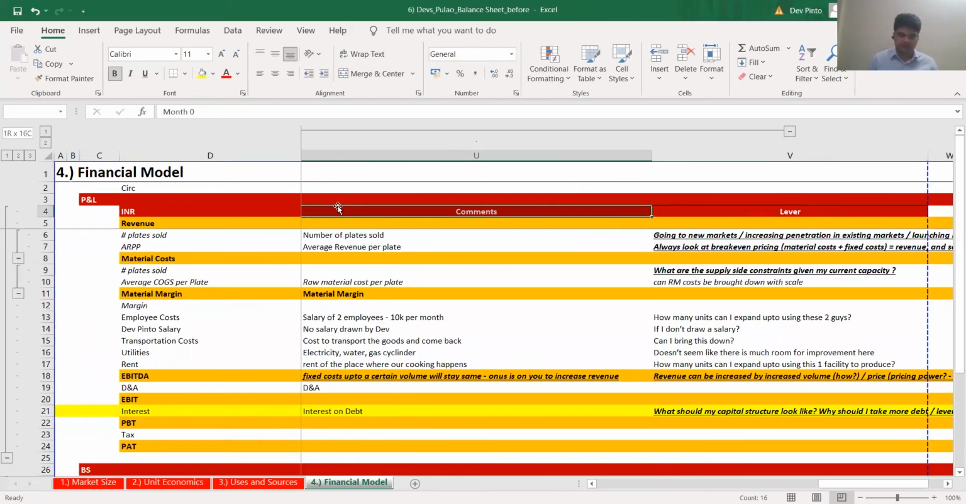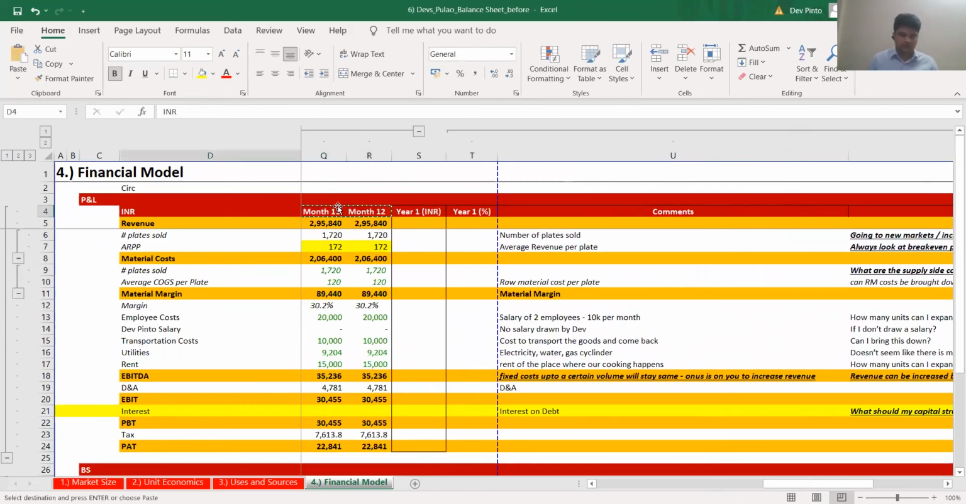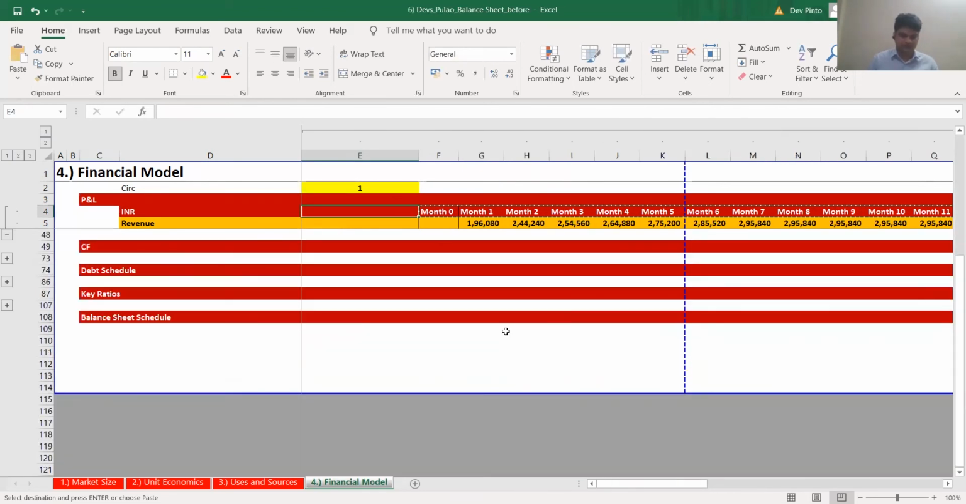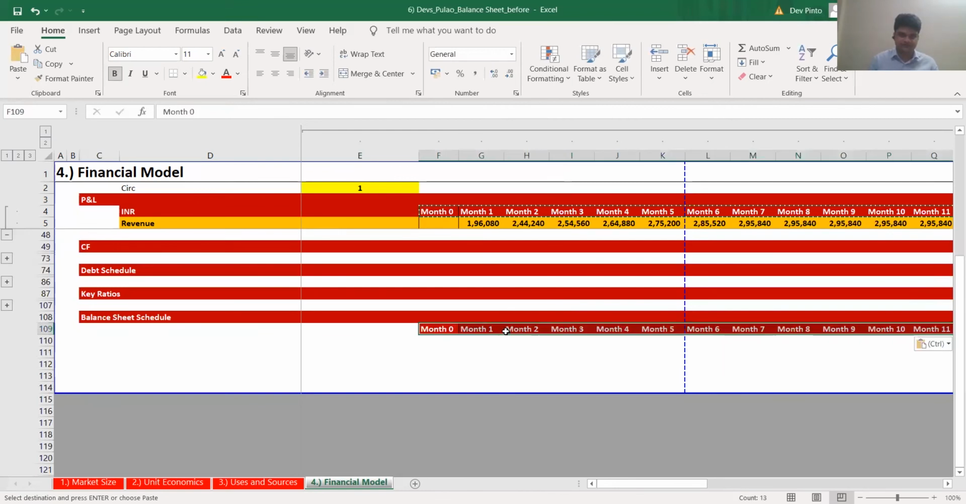Type from month 0 to month 12. Let's put this over here.